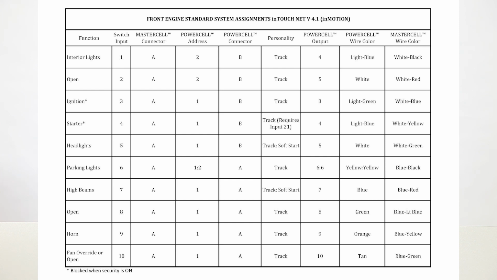So the last two columns are the most important because these describe the power cell wire color and the MASTERCELL input color. So as we follow our ignition example, output number 3 on the rear power cell is the light green wire on the B connector. And it's controlled by the MASTERCELL input, which is the white wire with the blue tracer that's on the MASTERCELL A connector. So I hope this video gives just a quick, simple overview of how the configuration sheet works.